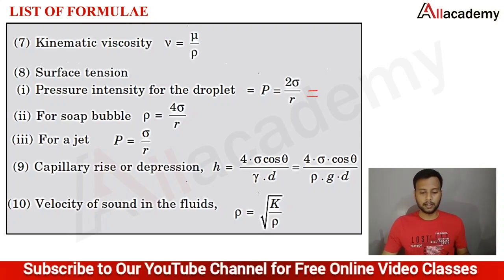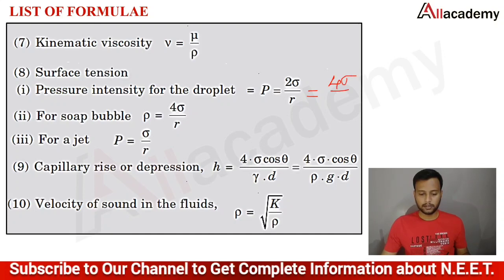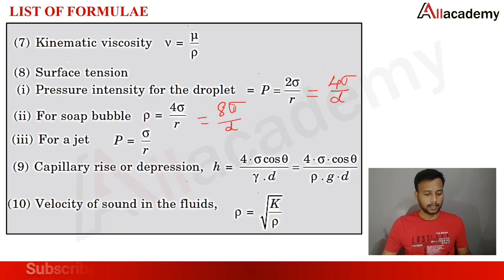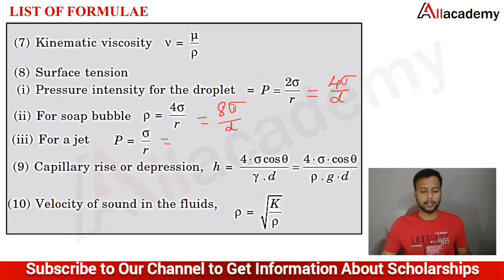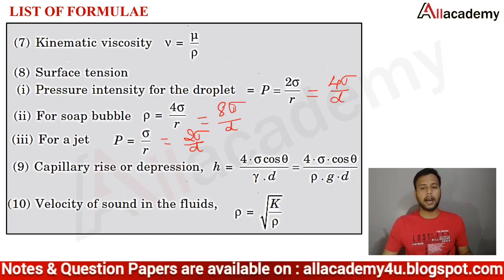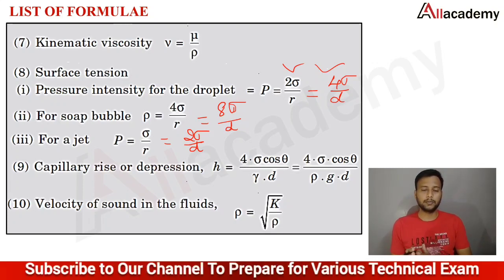Even we can write it in terms of diameter also, that is D. Similarly, the pressure inside the soap bubble can be written in terms of diameter D as 8 sigma divided by D. Then for a liquid jet it is 2 sigma divided by D. Now these are the formulas. Either you can use the first one, or if you want to substitute in terms of diameter, use the second formula, whichever I have written now.